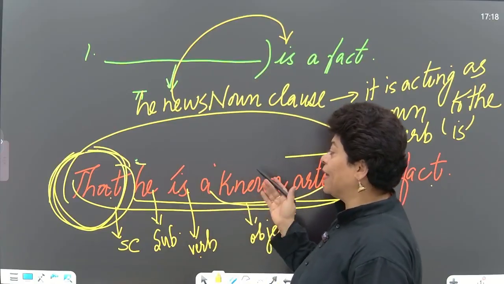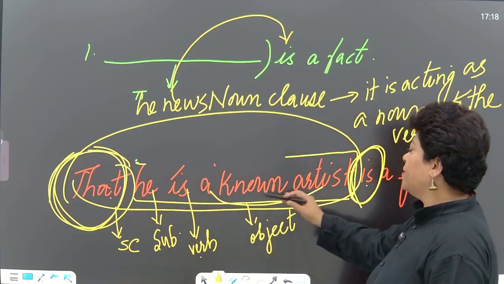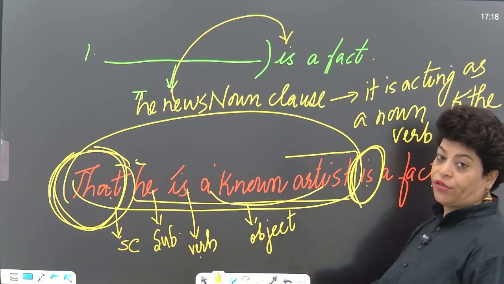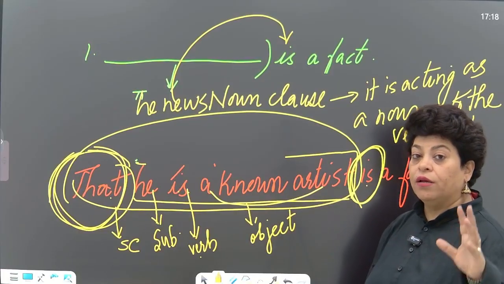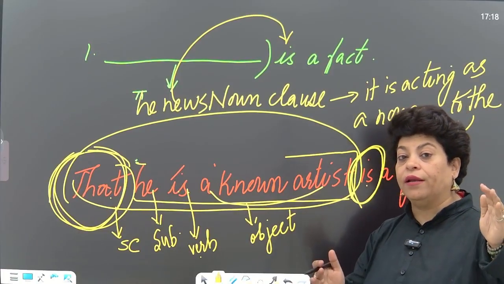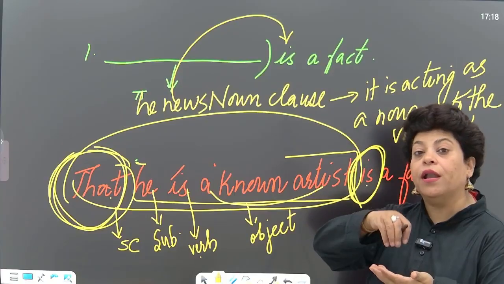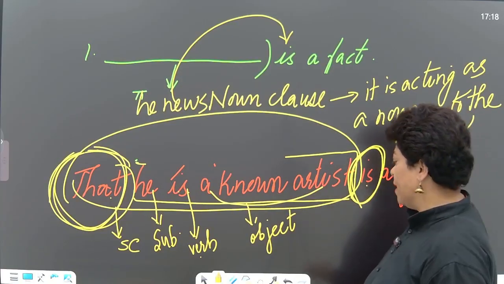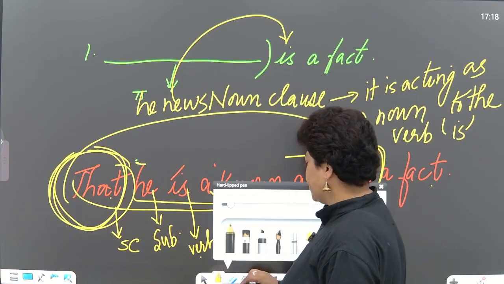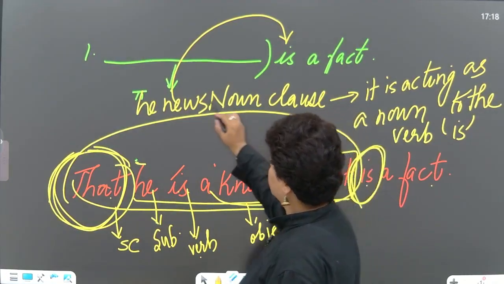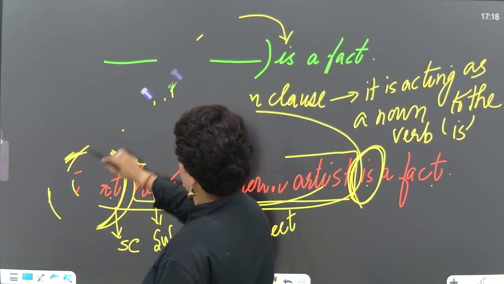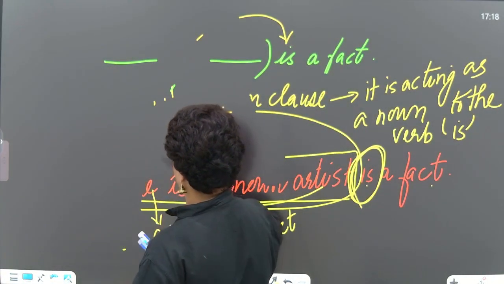Similarly, we go with the second sentence, that he is a known artist is a fact. Hence, the first dash is acting like a noun. We have to supply a noun. Taking another example. I take another example. We go like this now.